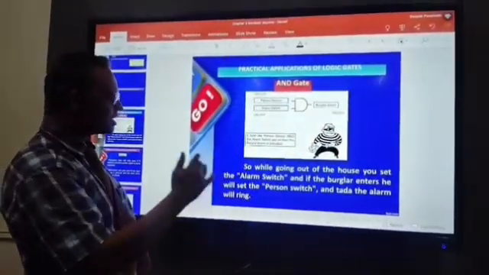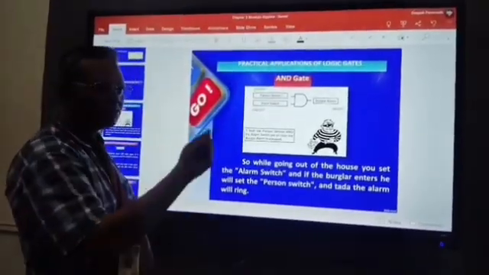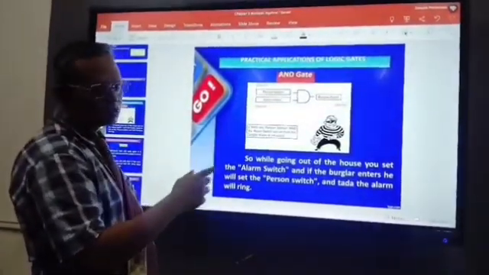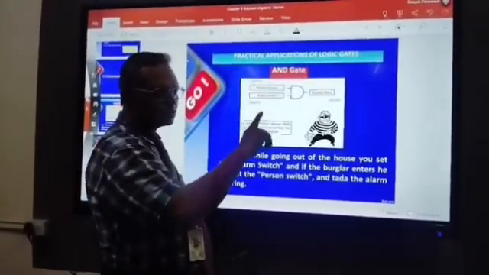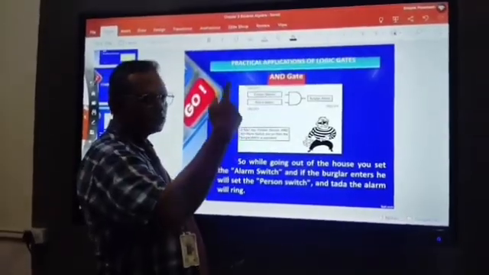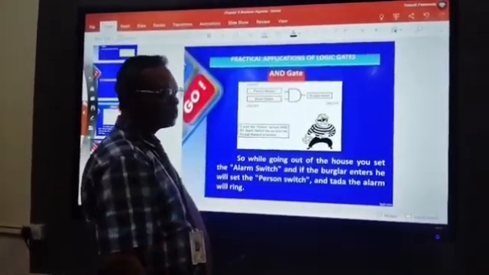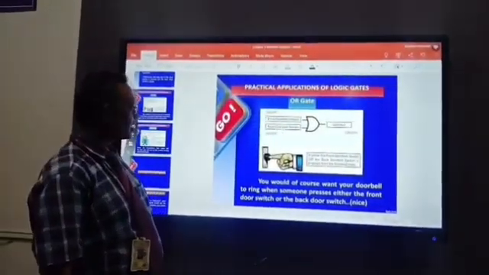Now if any person is coming in, any intruder like this, another switch will be switched on. Since you already went out putting the switch on, so that is one. If this person is coming in, again another switch, the incoming switch, will come to 1. So 1, 1.